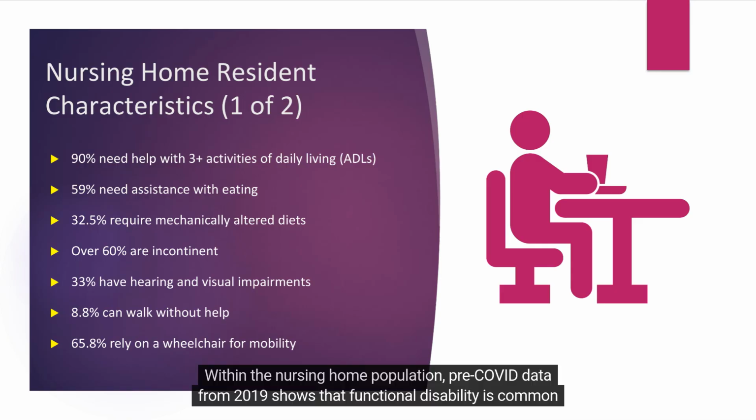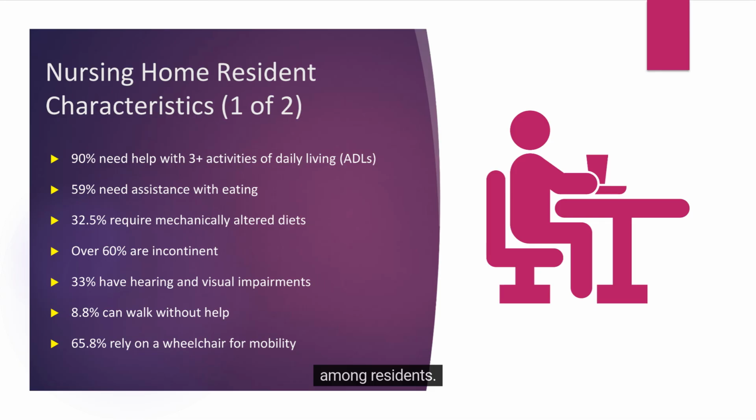Within the nursing home population, pre-COVID data from 2019 shows that functional disability is common among residents. 90% need help with 3 activities of daily living, or ADLs. 59% need assistance with eating. 32.5% require mechanically altered diets. Over 60% are incontinent. 33% have hearing and visual impairments. 8.8% can walk without help, and 65.8% rely on a wheelchair for mobility.